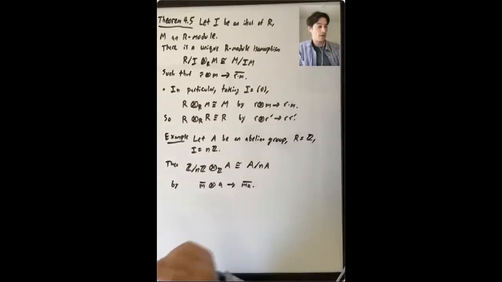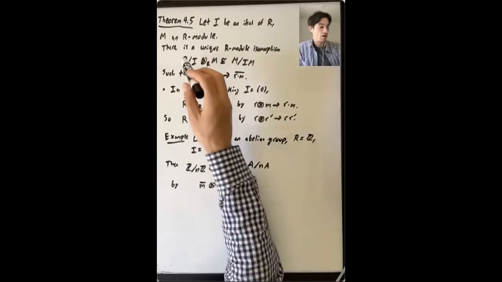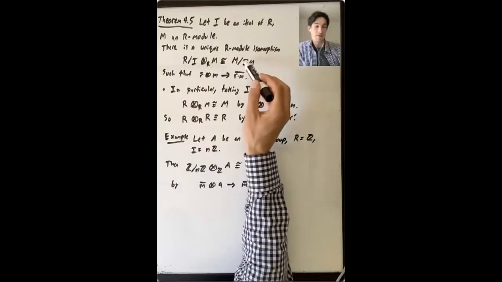So I want to highlight one special case. You take I equals the trivial ideal, then R mod I is just R, and M mod IM is just M.